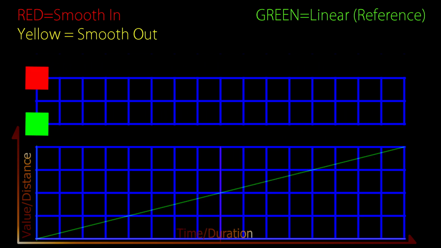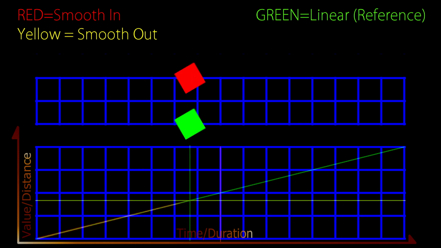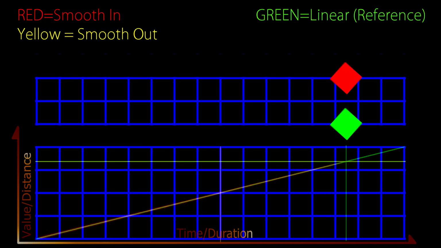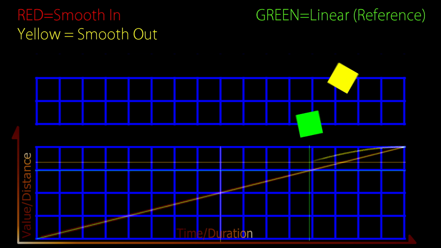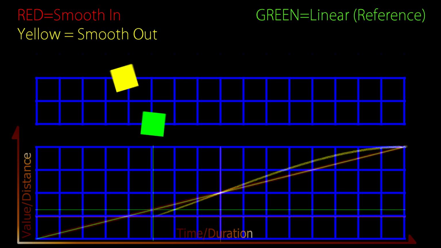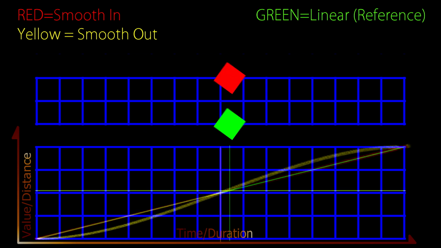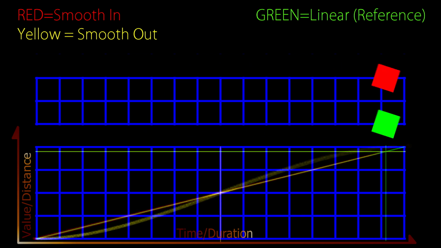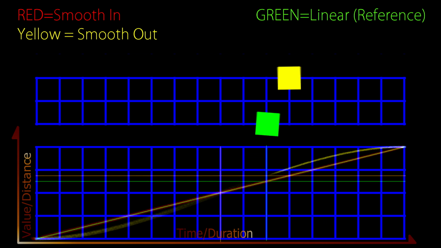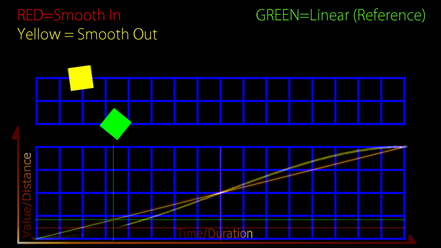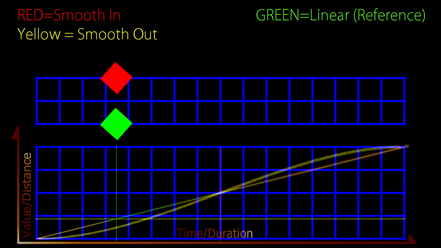Let me change this up. Now we're looking at a smooth in curve when the square is moving from left to right, and a smooth out curve when moving from right to left. Again, you can see how these different interpolations combine and interact with each other to form something that doesn't match either a straight smooth in, or a straight smooth out.